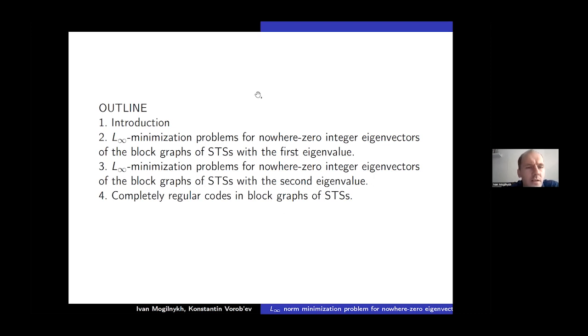The outline is as follows. I give some introduction, basic definitions, and then I consider the main problem for the first eigenvalue, then the second eigenvalue, and then I give some results on completely regular codes in the block graphs of Steiner triple systems, which are somehow related to these minimization problems.